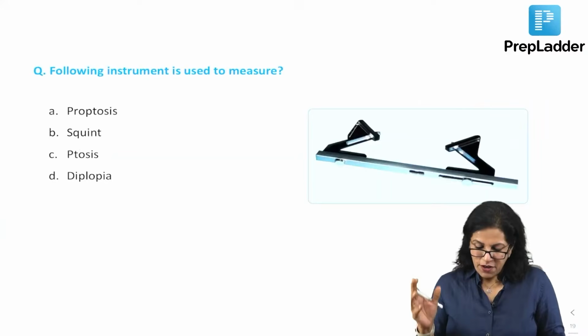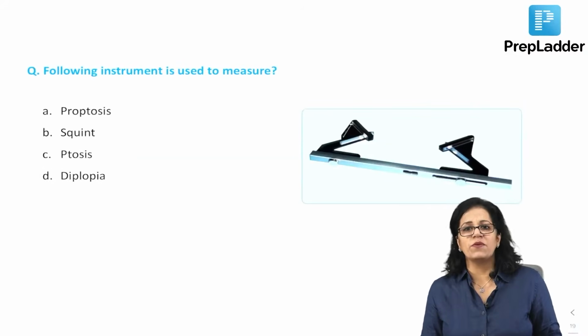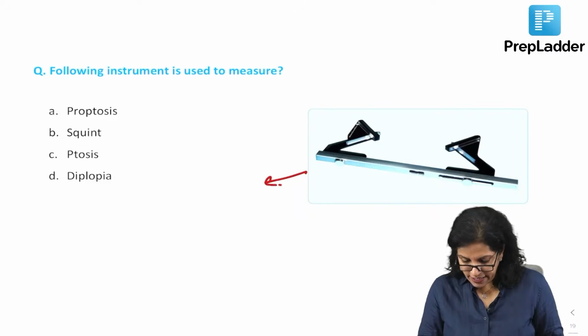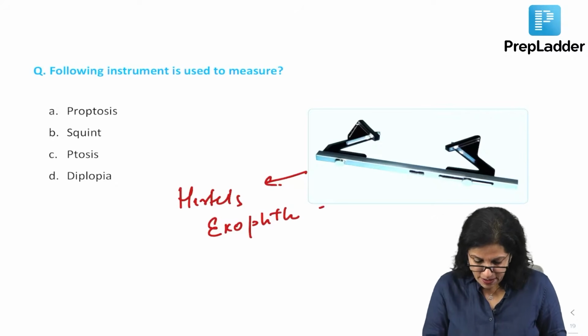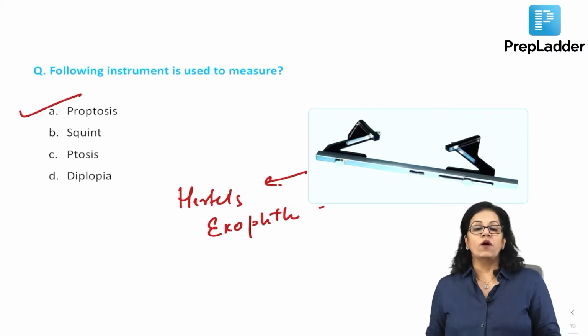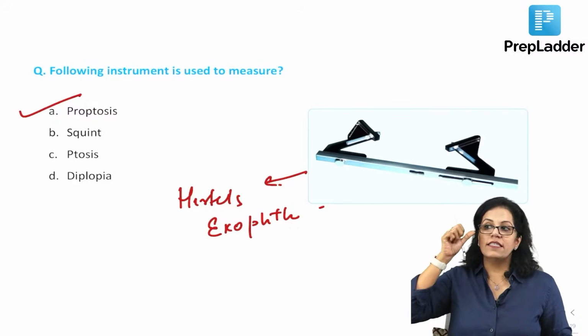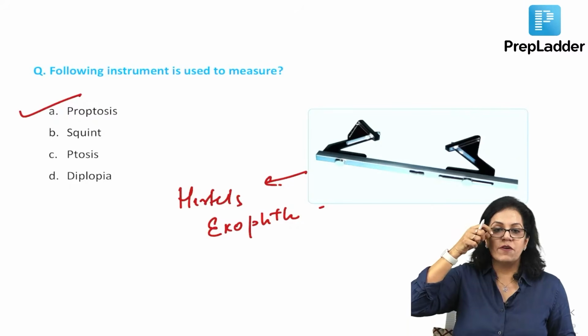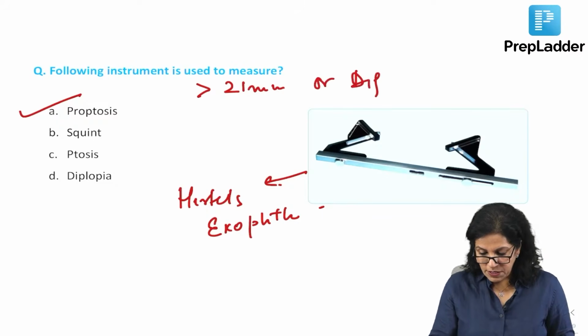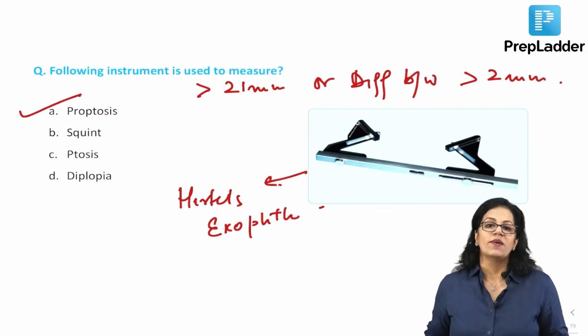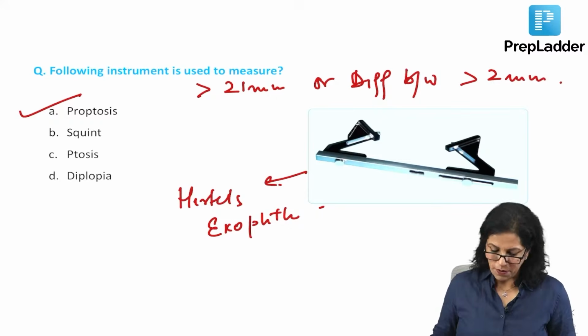Come to the next one. The following instrument is used to measure. Everybody knows what we are looking at? This is your exophthalmometer. Mainly it is a Hertel's exophthalmometer. And therefore, what should be the answer? Proptosis. Simple. How do you define proptosis? Distance from lateral orbital margin to apex of cornea more than 21 millimeters, or difference between two eyes of more than 2 millimeters. Either this or this is called proptosis.